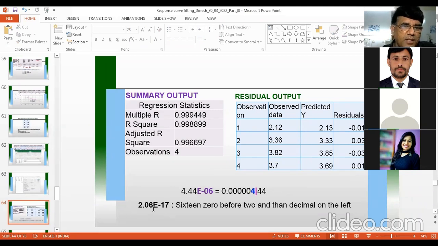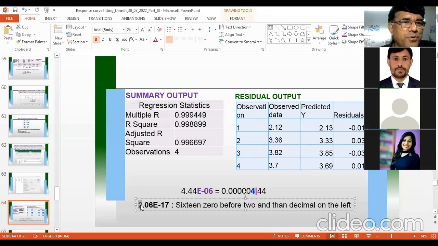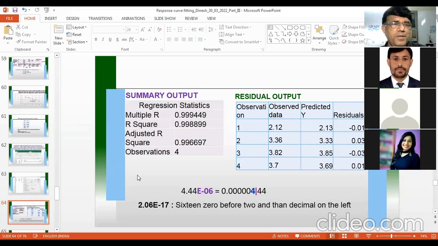If it is 2.06E-17, it means 16 zeros before the 2, and then the decimal on the left. 16 zeros before this 2. I think you understood the meaning of this.